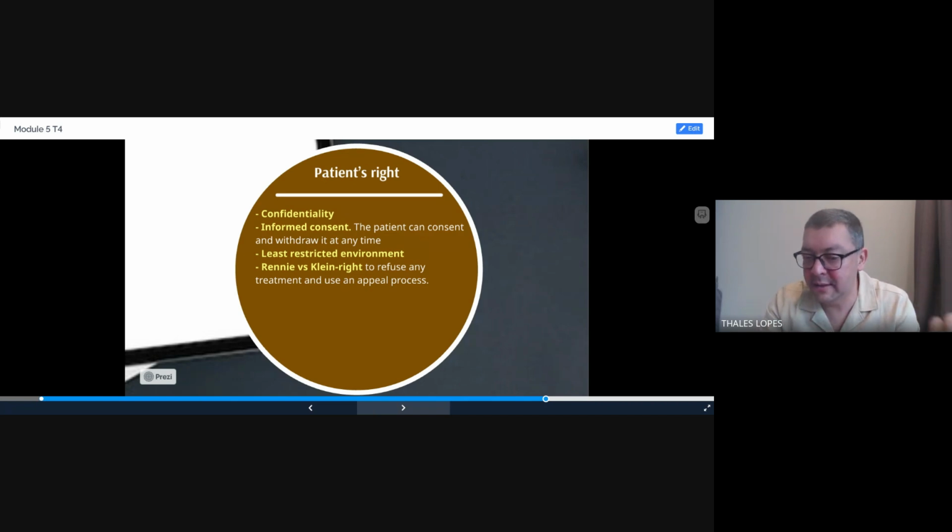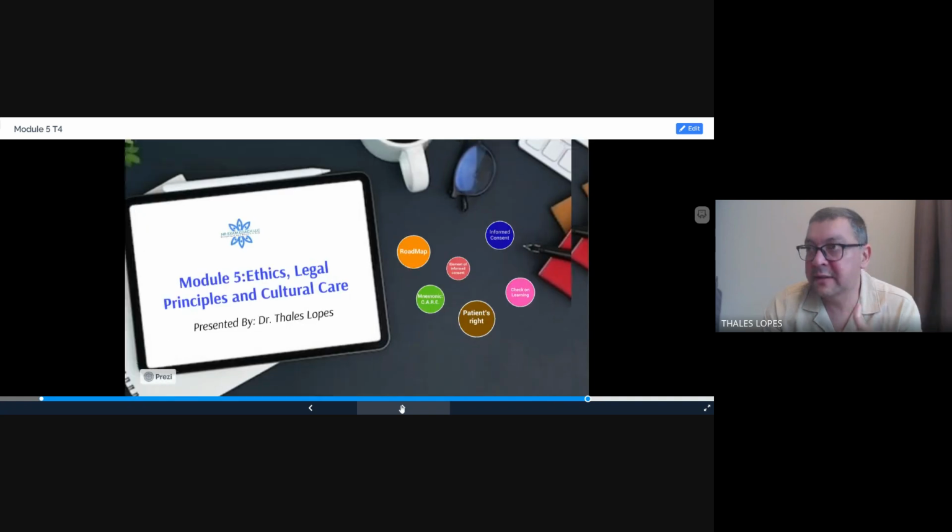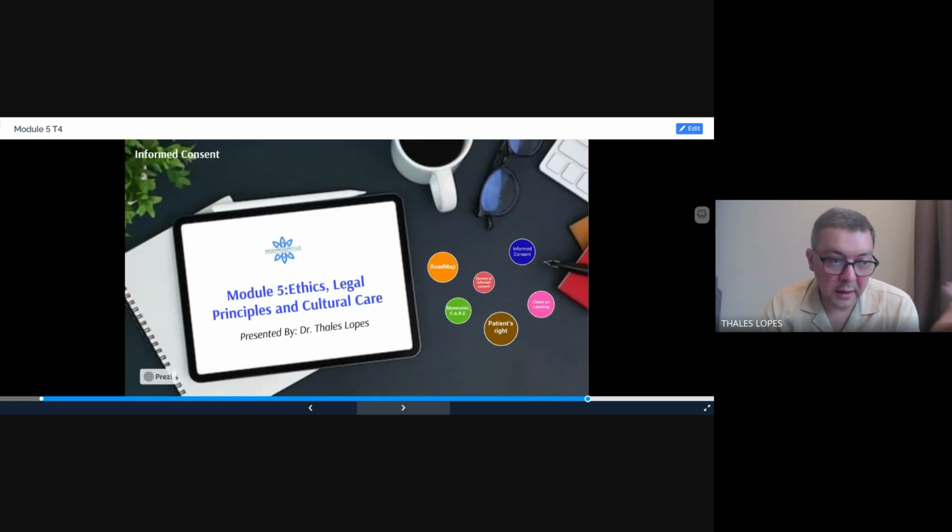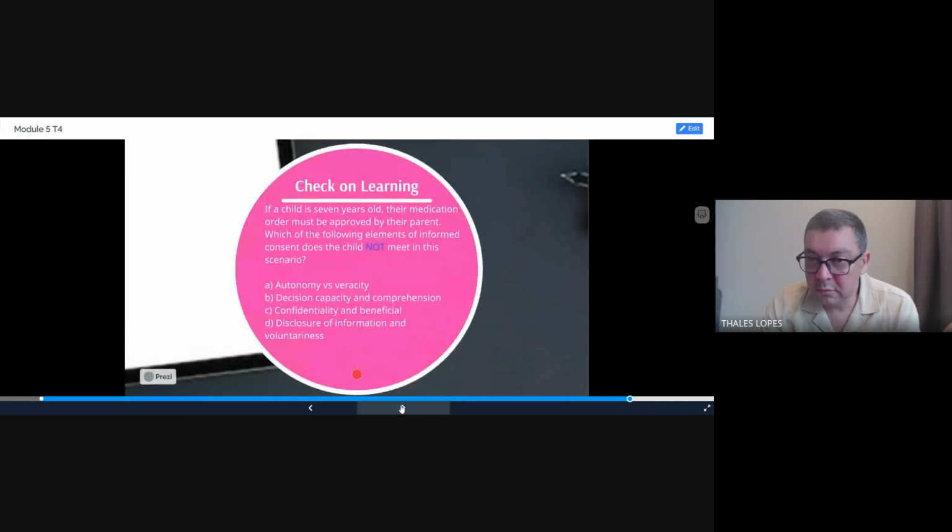Wait, we'll come back to this. Okay? Least restrictive environment, and we talked about the Rennie versus Rogers case. So the patient has the right to refuse treatment, even if involuntarily admitted for a psychiatric condition. So, can someone read this question for me, please? Anyone?